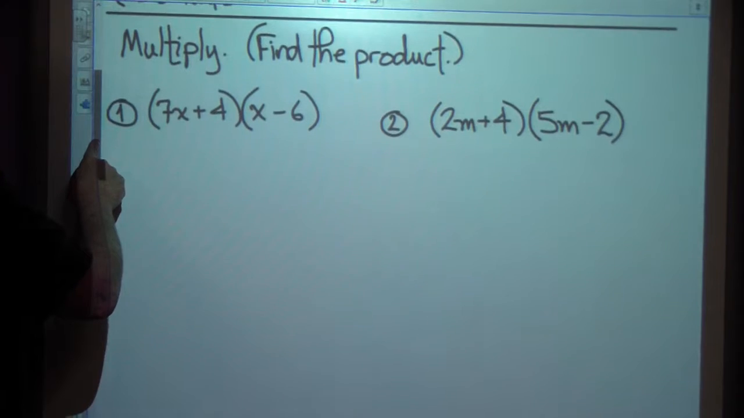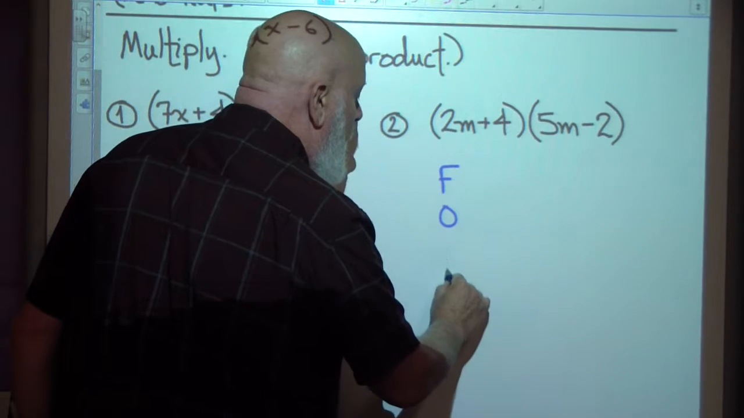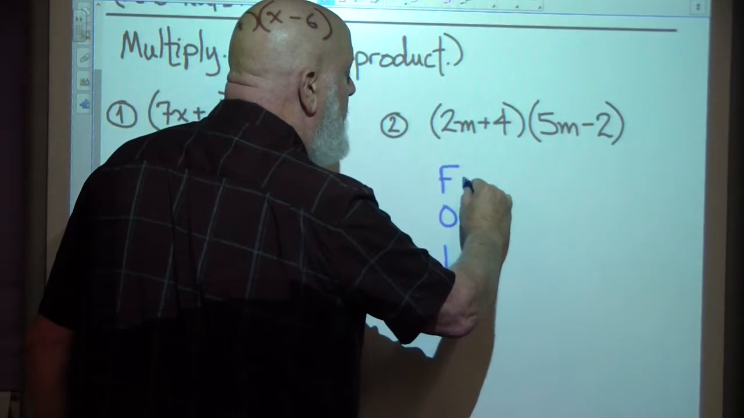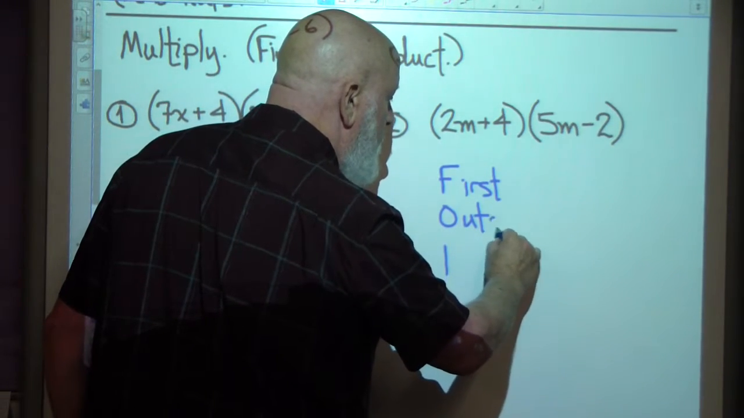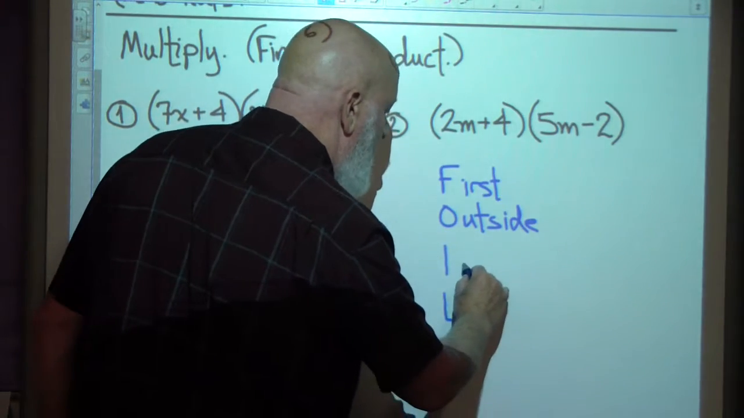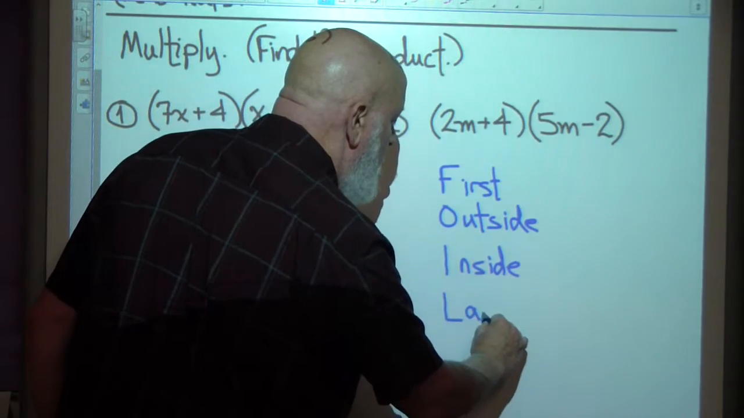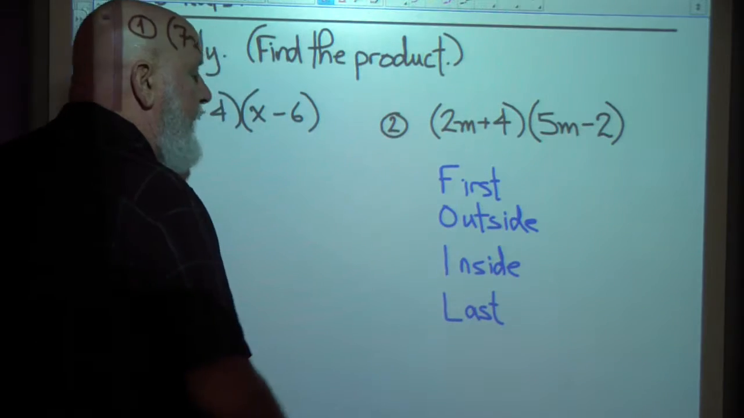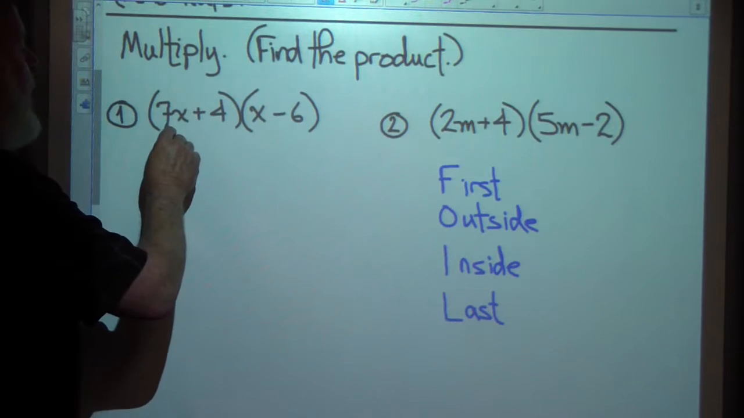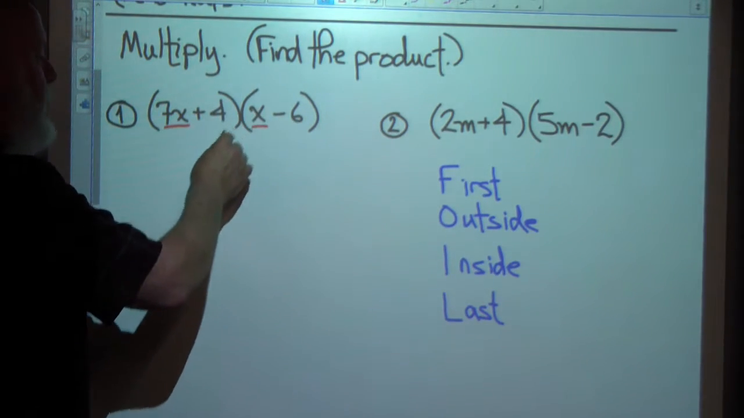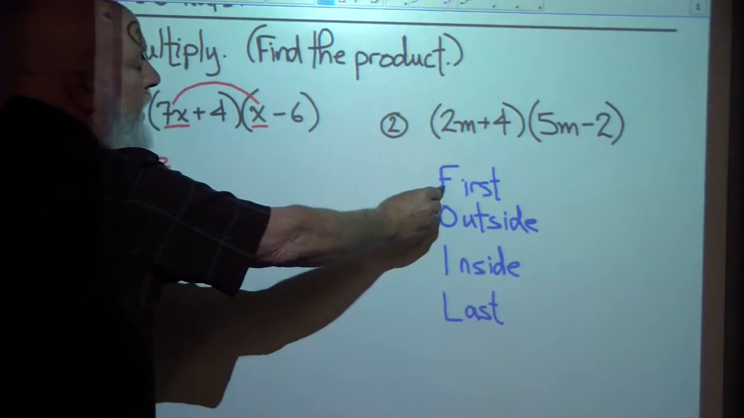Multiply. Find the product. Foiling. F-O-I-L. First, outside or outer. Inside or inner. Last. I guess that's an acronym, that's what that stands for. FOIL. So here's what we're going to do. We're going to multiply the first term in each binomial. 7x times x is 7x squared. That's the first one in each set of parentheses.